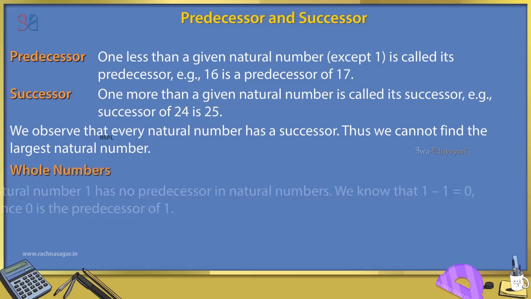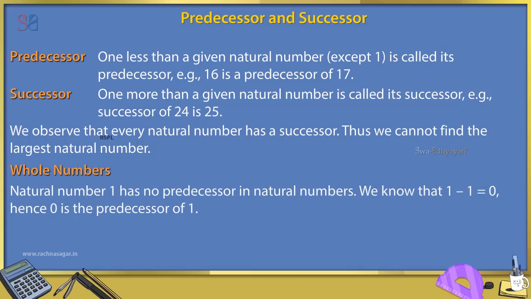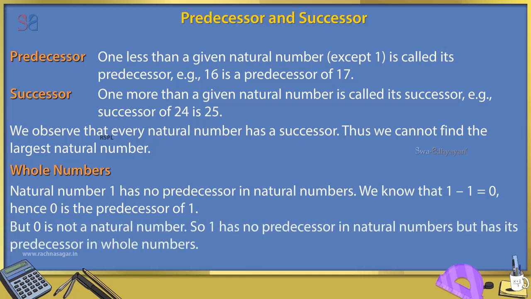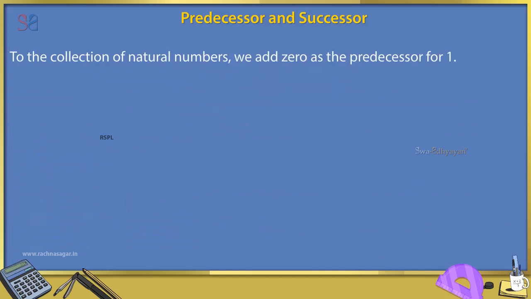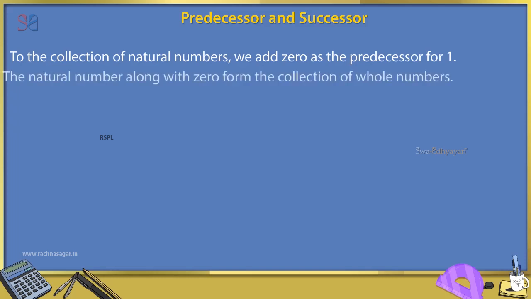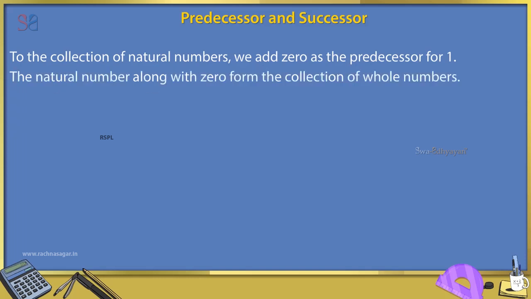Whole numbers. Natural number 1 has no predecessor in natural numbers. We know that 1 minus 1 is equal to 0. Hence, 0 is the predecessor of 1. But 0 is not a natural number. So, 1 has no predecessor in natural numbers, but has its predecessor in whole numbers. To the collection of natural numbers, we add 0 as the predecessor for 1.